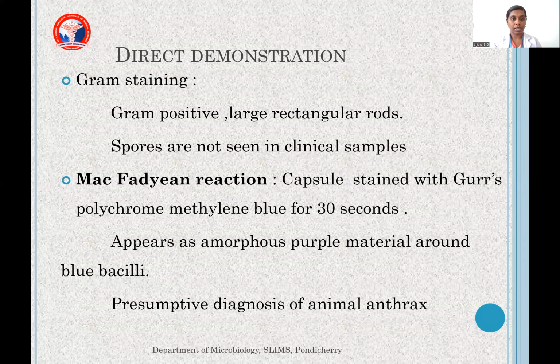Another reaction is the McFadden reaction. That is, it is a staining only. We stain the smear with polychrome methylene blue, and we can see the capsule of the Bacillus anthracis. It is seen as an amorphous purple colored material surrounding the blue bacilli. We usually won't do this for human specimens. We use this for presumptive diagnosis of animal anthrax.